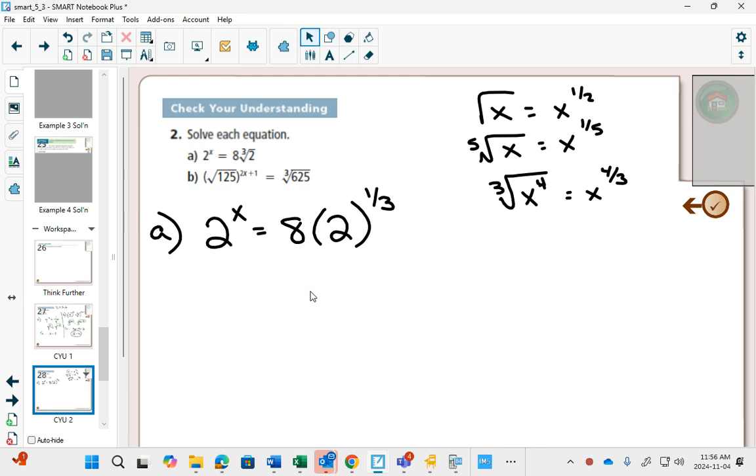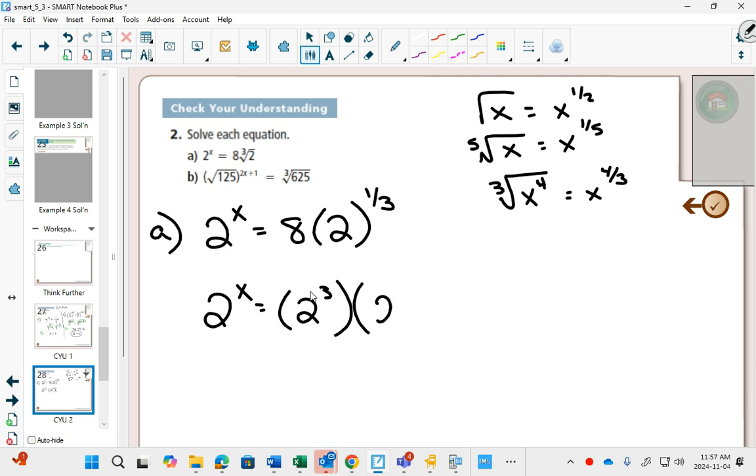Next, I look at my numbers. Are 2 and 8, can they be written as the same base? Yes. I could rewrite my 8 as 2 cubed. So if my 8 is 2 cubed, and this is 2 to the 1/3, what was your exponent law for multiplying if you had the same bases?